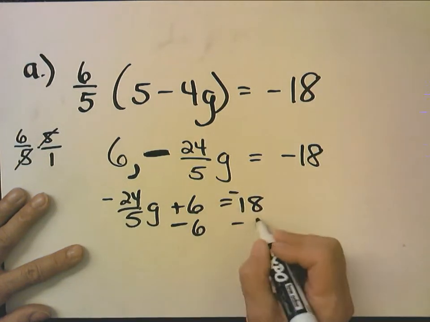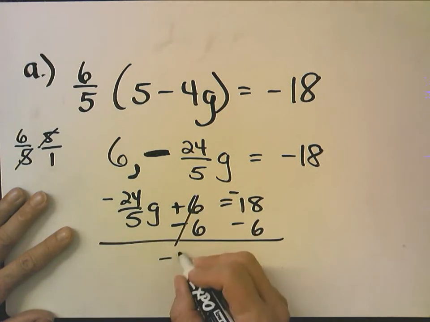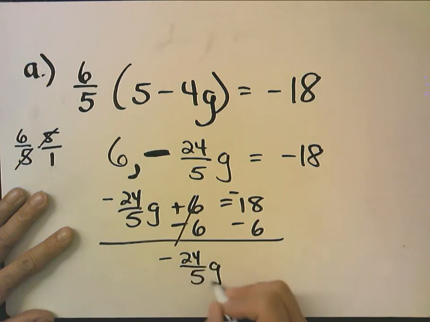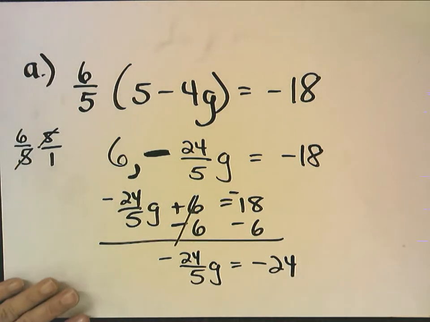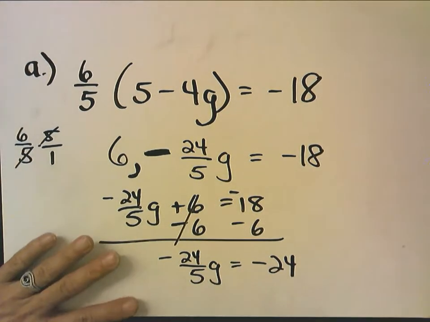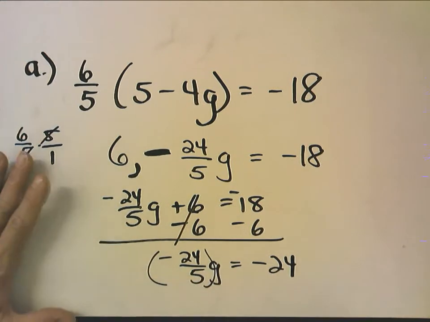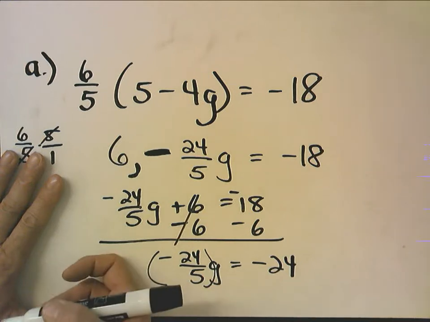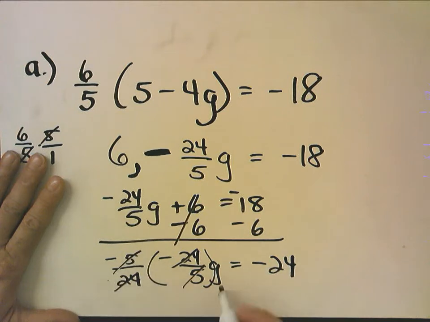I know I'm going to subtract a 6. Okay, so this becomes negative 24 fifths g equals, a negative plus a negative is a greater negative. Now, I'm going to multiply this. You could do two things. You could multiply it by 5, or I could multiply it by negative 5 over 24. That is the reciprocal, and that makes that 1g.